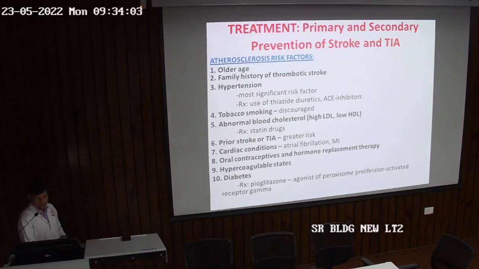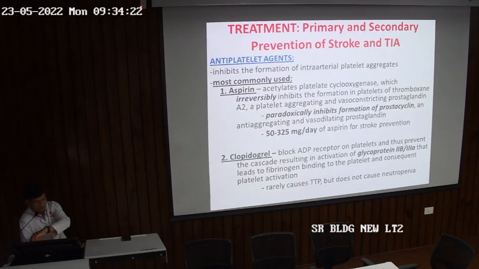So the modifiable or non-modifiable risk factors can be in the form of older age, family history of thrombotic stroke, hypertension, tobacco smoking, abnormal blood cholesterol, prior stroke or TIA, cardiac conditions, oral contraceptives and hormone replacement therapy, hypercoagulable states, and diabetes. So these are the risk factors.